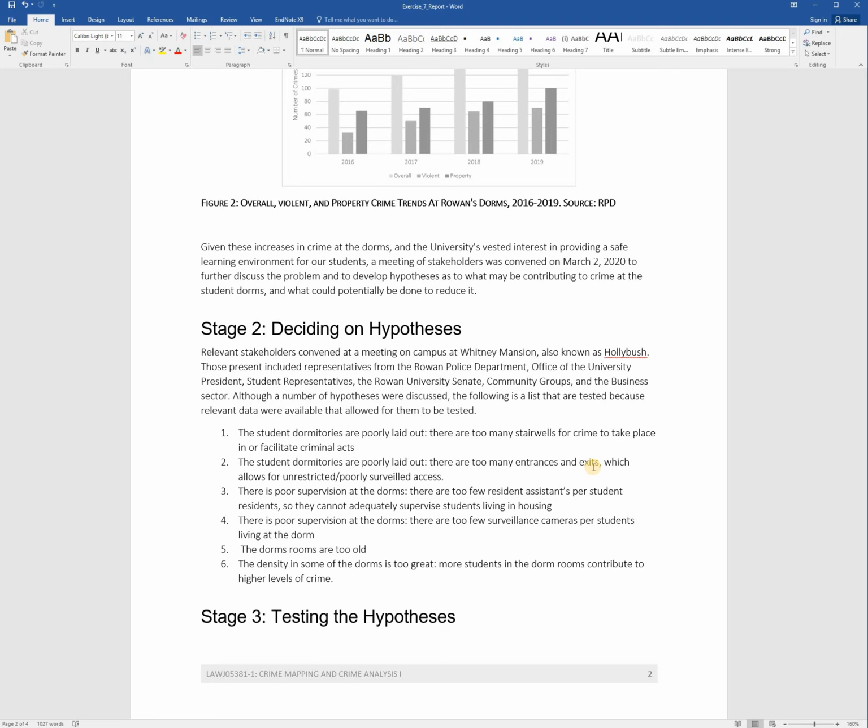The fourth is that we've got poor supervision as well, but here we're talking about surveillance cameras, particularly that there are too few surveillance cameras per student living at the dorm. Fifth hypothesis is pretty vague, just that the dorm rooms are too old.